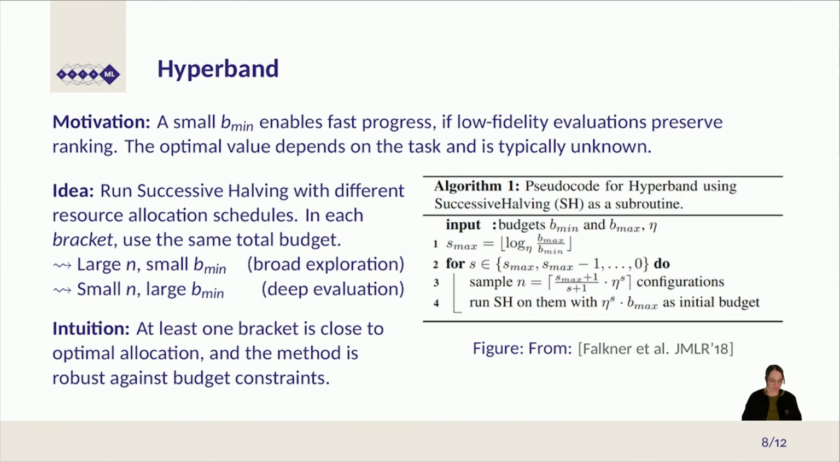For example, if we have a large eta, we want a small B-min, so we do a very broad exploration. We explore many configurations on the low budget and then aggressively prune. If we start with a higher minimal budget, we do less aggressive pruning. And the intuition here is that at least one configuration is close to the optimal allocation, and the method is robust against budget constraints.